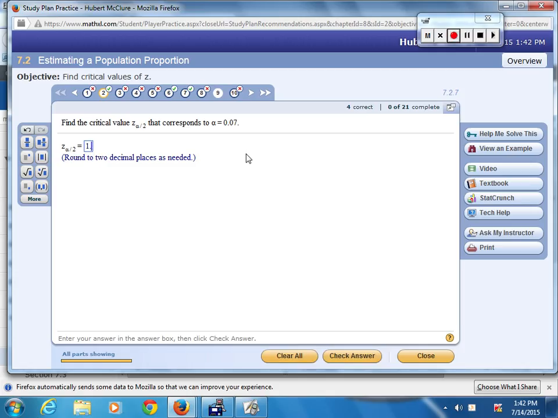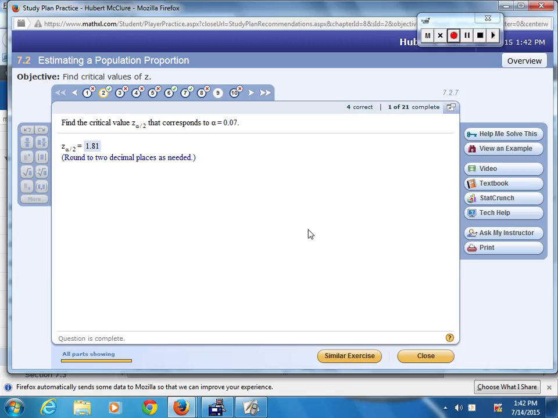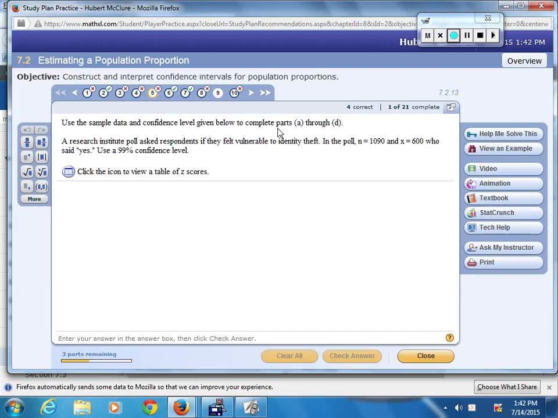1.81. Now, did she do that because she's Rain Man, or did she have it on her index card? She's done it on her index card. It's a 93% confidence level. 93% means alpha is equal to 7 percent, or 0.07. So those are easy. I'll give you 3 or 4 of those on the test, even though some people still get them wrong.